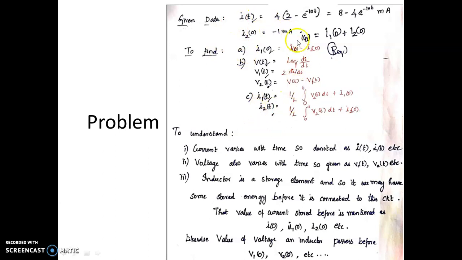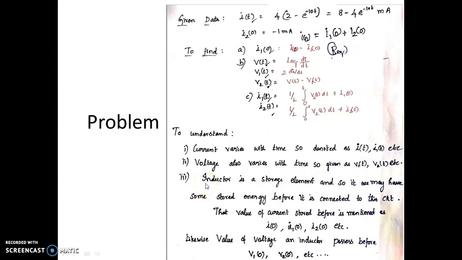Before getting into this, we will try to understand this problem first. For understanding this problem, we need to understand certain things. In AC circuits, the current varies with time, so it is denoted as I of t and I1 of t, not as small i or capital I as in DC circuits. So voltage also varies with time, so it is given as V1 of t, V2 of t, etc.